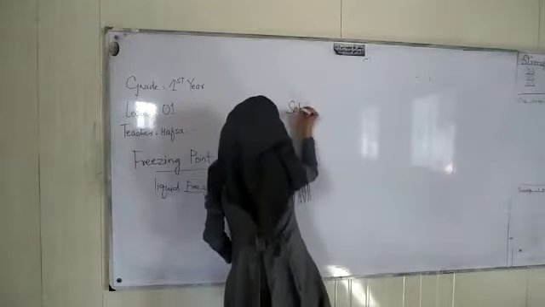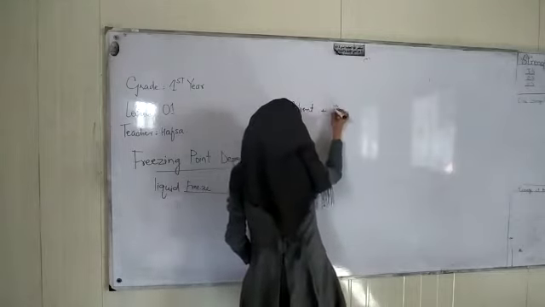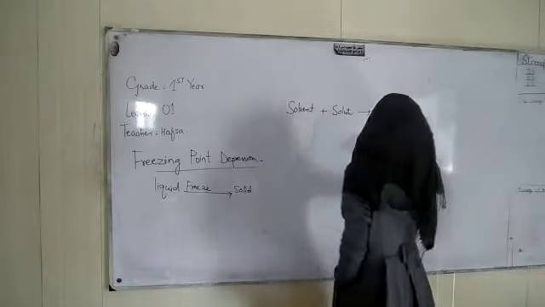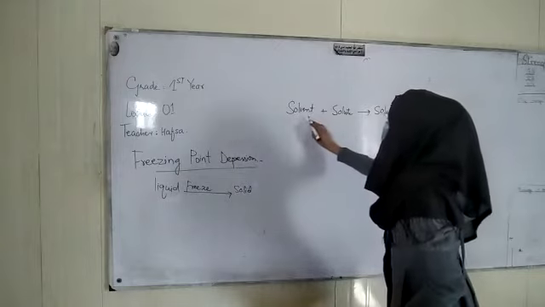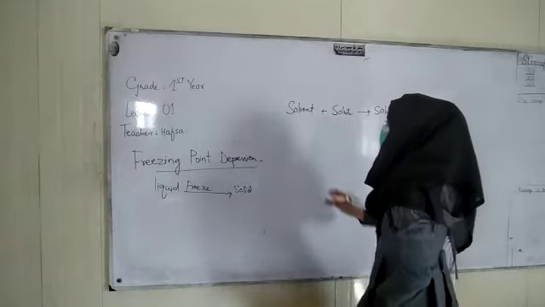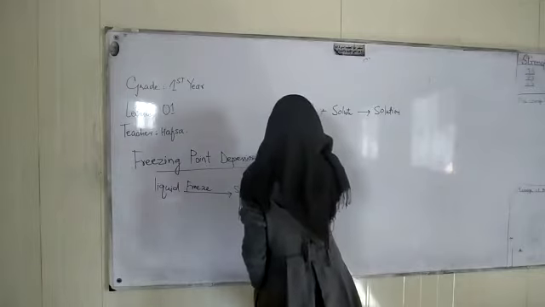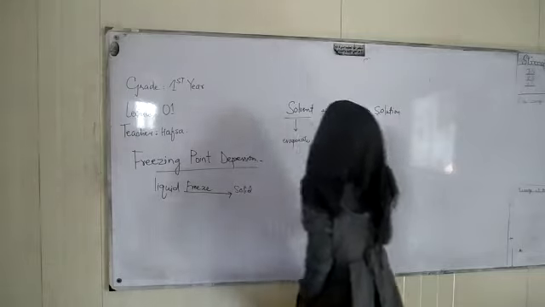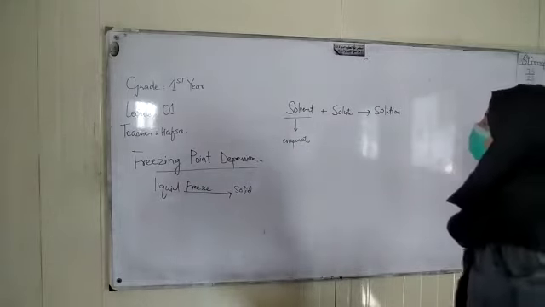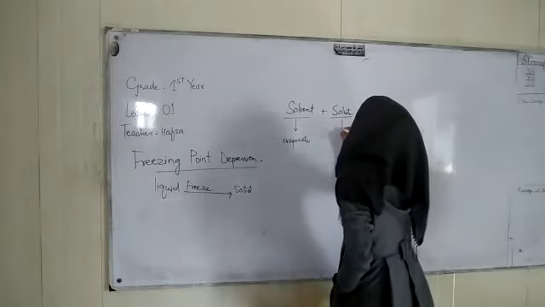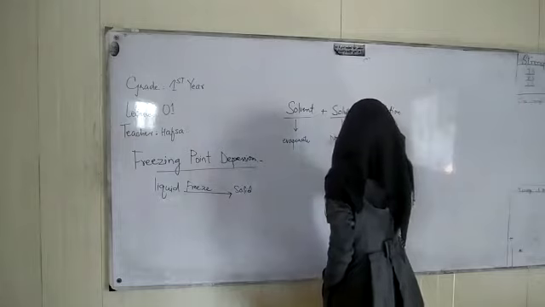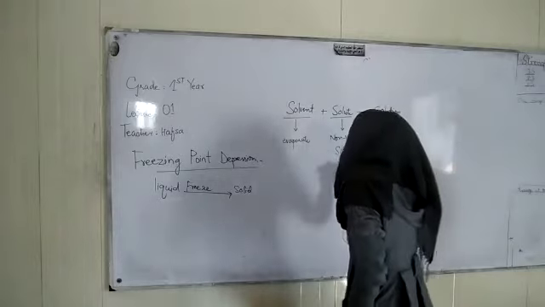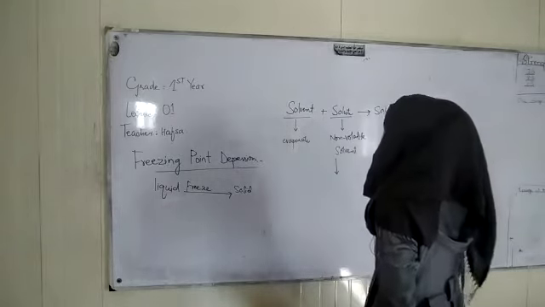As we know, a solution is formed by the combination of solvent and solute. You know that solvent has a greater ability to evaporate. But when we add a non-volatile solute in the solvent, it lowers the vapor pressure.